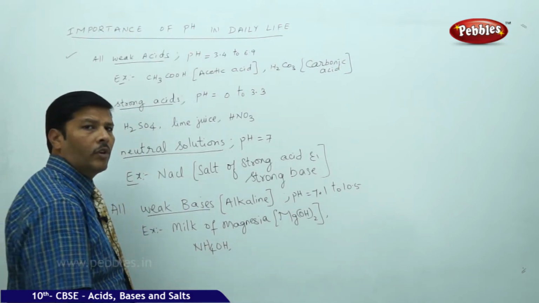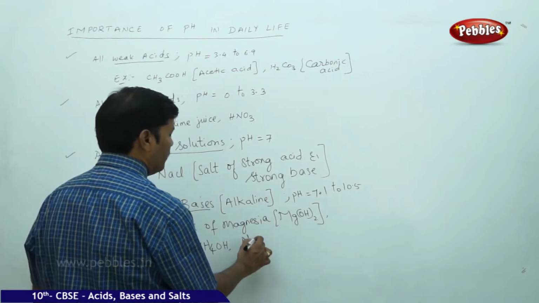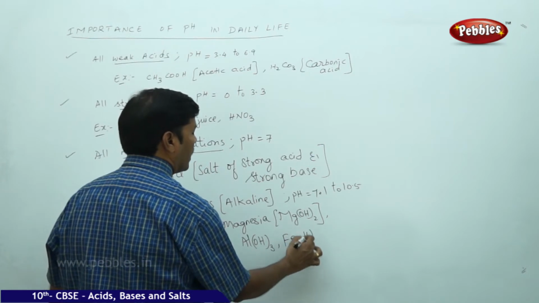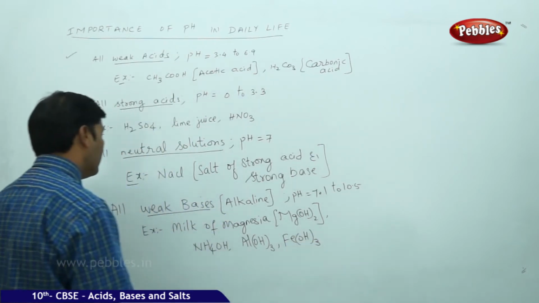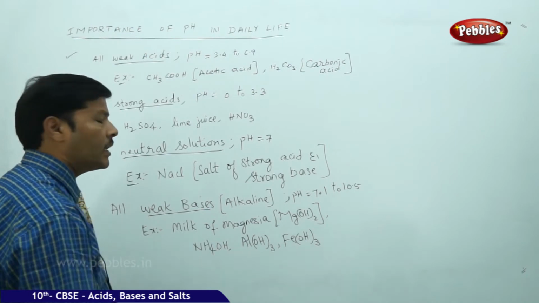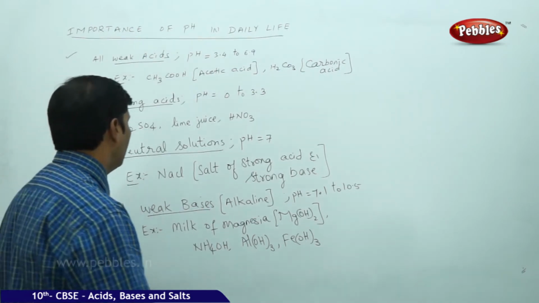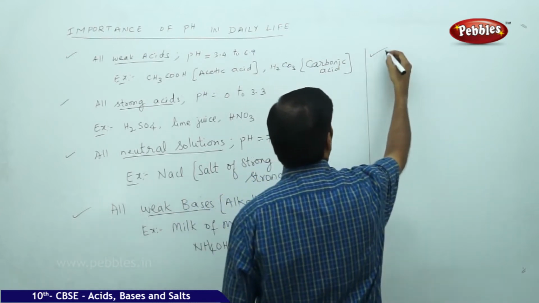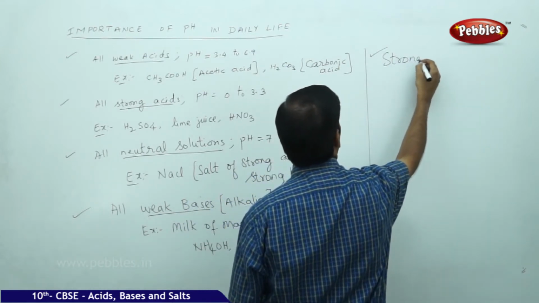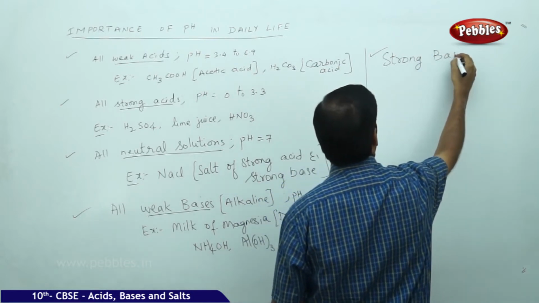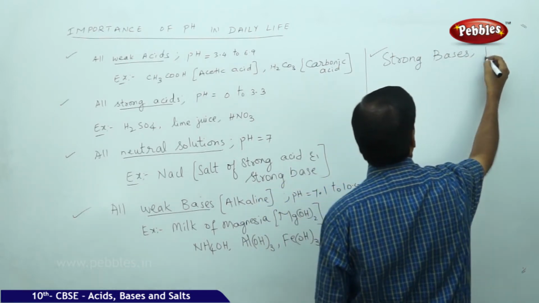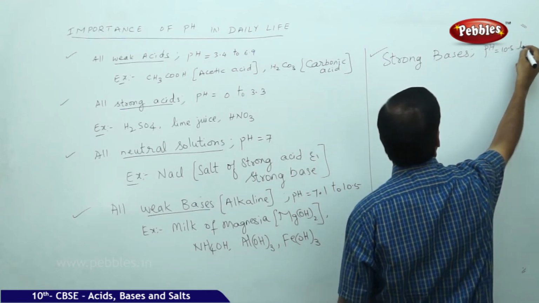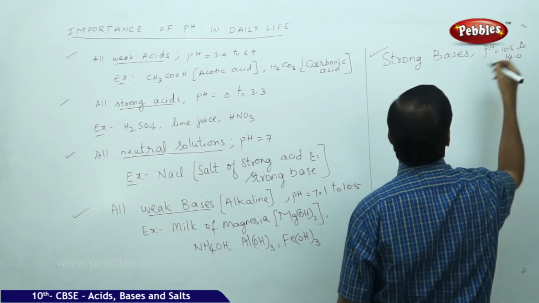Then if you want you can take aluminum hydroxide, ferric hydroxide. All these are the best examples of weakly alkaline bases. All metal hydroxides are weakly alkaline bases or weak bases. Similarly, if you go for strong bases, pH is equal to 10.5 to 14.0.